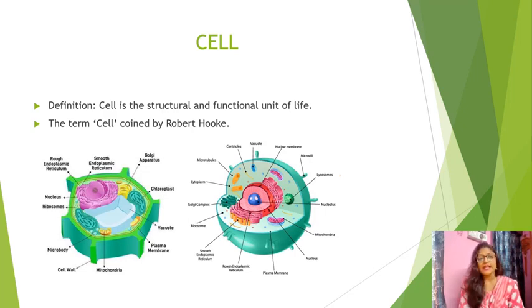The term cell was coined by Robert Hooke. Actually, the meaning of the term cell is a small room. On the basis of this, Robert Hooke first observed the cell in a cork, a wooden cork. From there he gave the term cell, which means the small room. It looks like a small room. So on the basis of that, he coined the term cell.